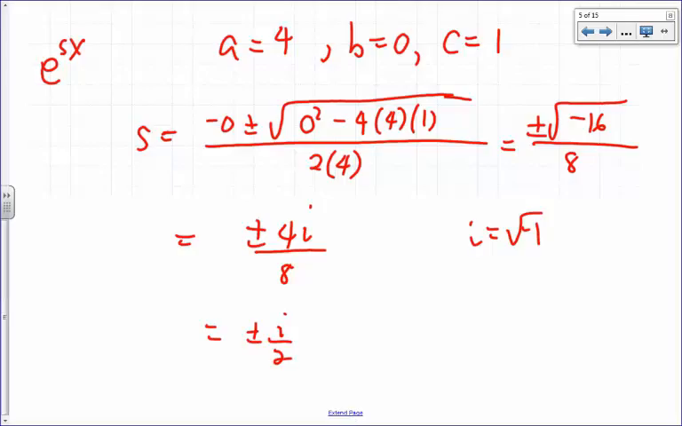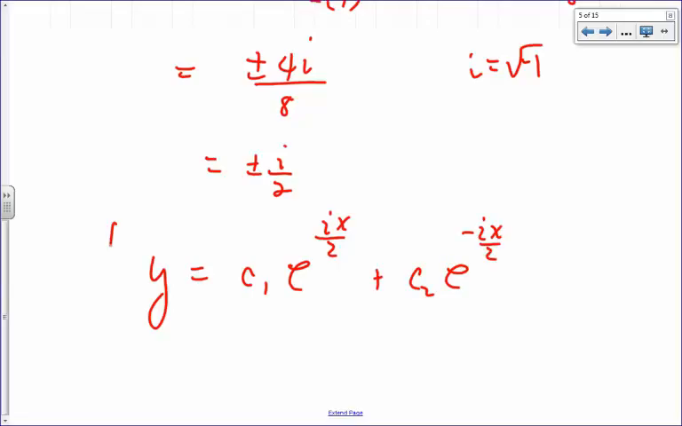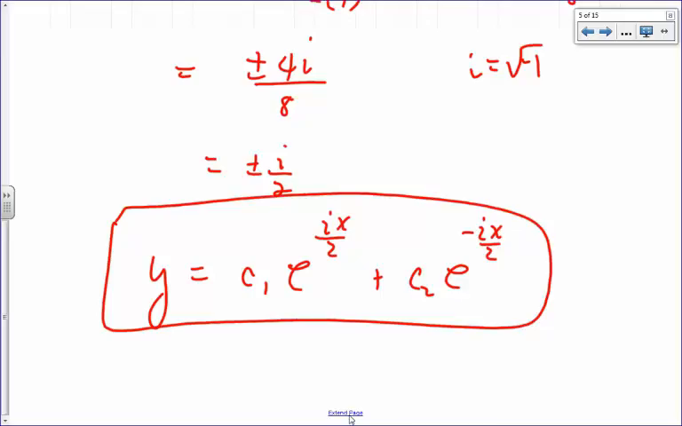So what's our general solution? c1 times e to the i x over 2, right? Plus c2 times e to the negative i x over 2. That's your general solution. Got it?